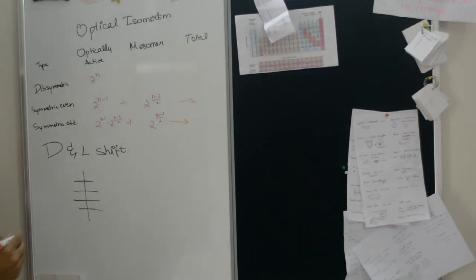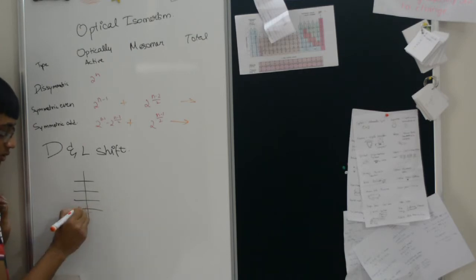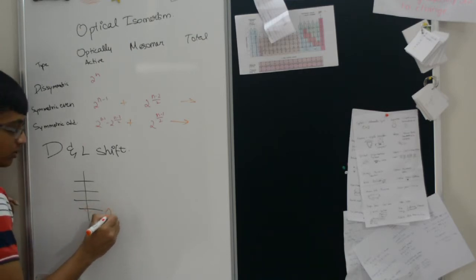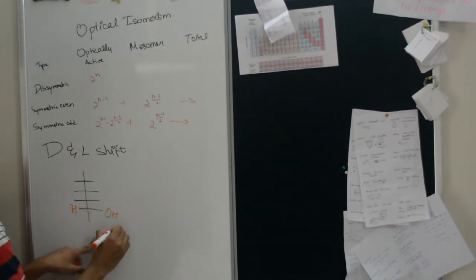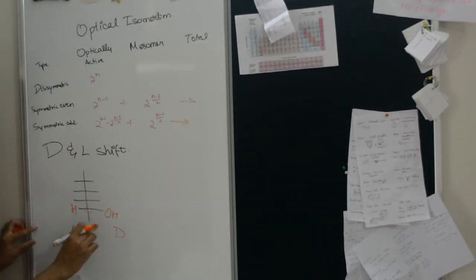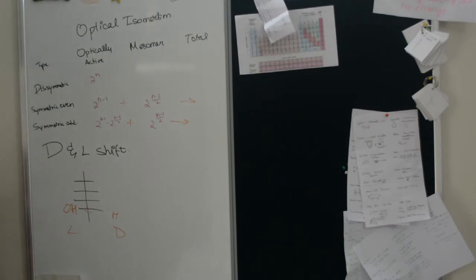Then another major concept is the D and L shift. For D and L shift, what you should remember is that you need to check the last chiral carbon. Correct? It's usually the last but one carbon. If you see the last chiral carbon, it will be having OH and it will be having H. So if the OH is on the right side, then it's D or dextro, and if the OH is over here and this right here is an H, then it's L or levo rotatory.